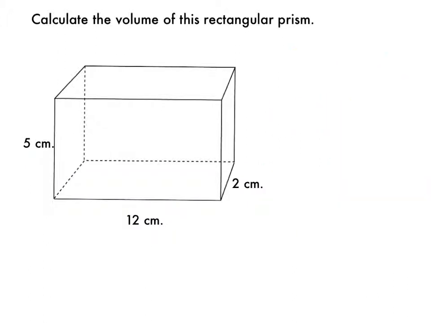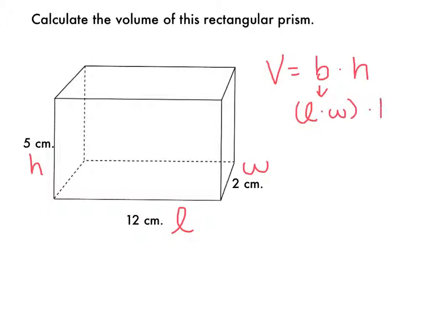Let's try another one. I first want to find the length, the width, and the height. And remember that again, V equals B times H. Remember, B just stands for the length times the width. Okay, so in this case, I'm going to have 12 times 2 times 5.